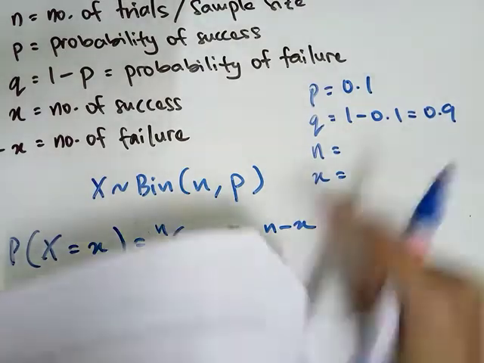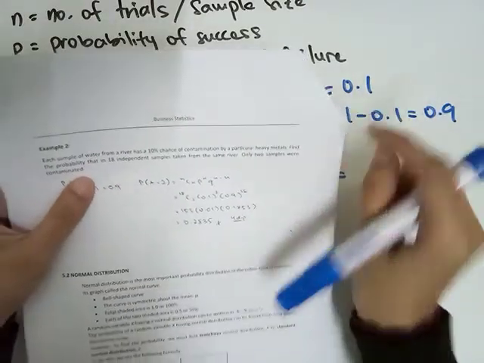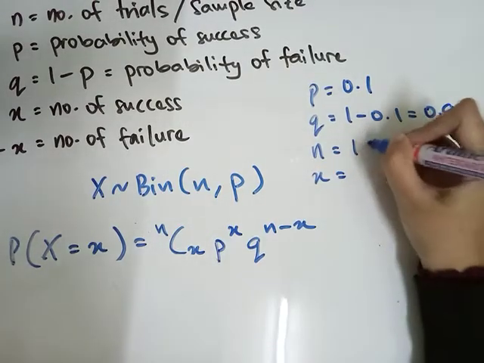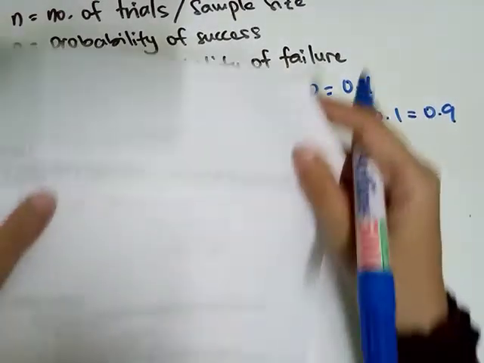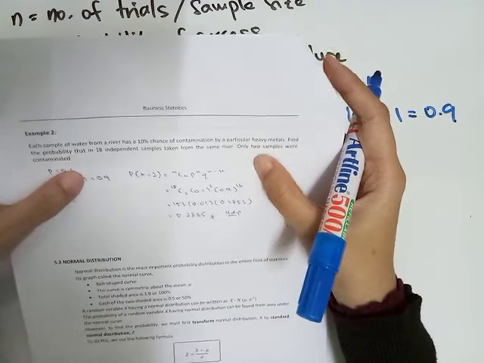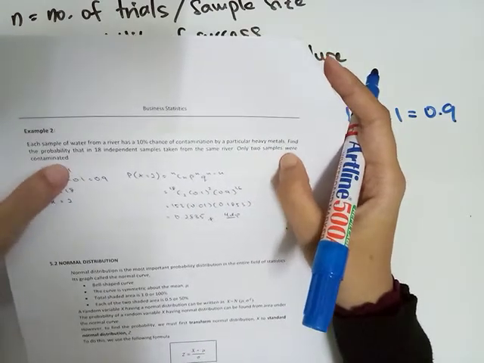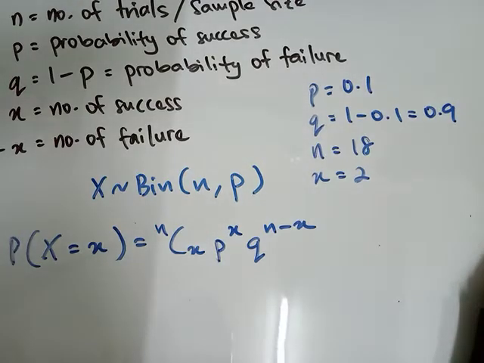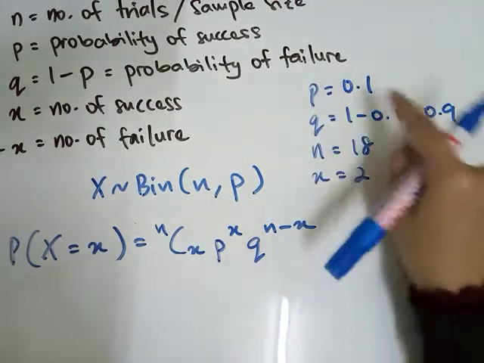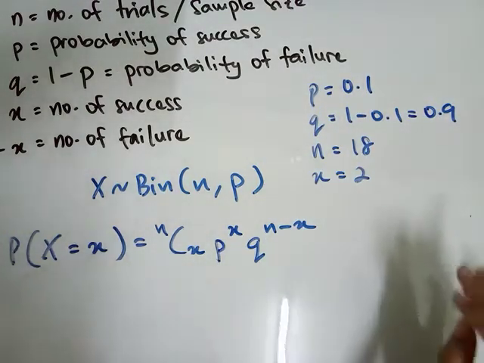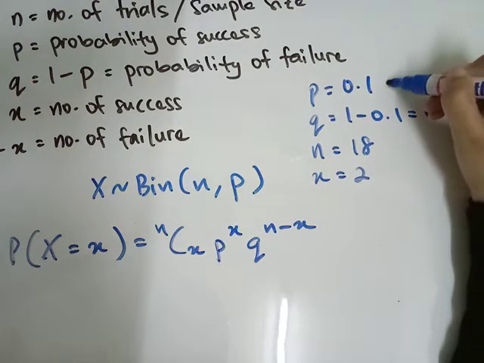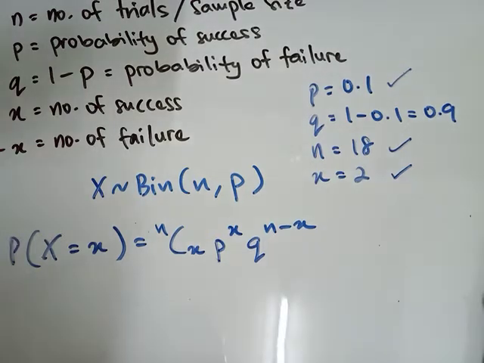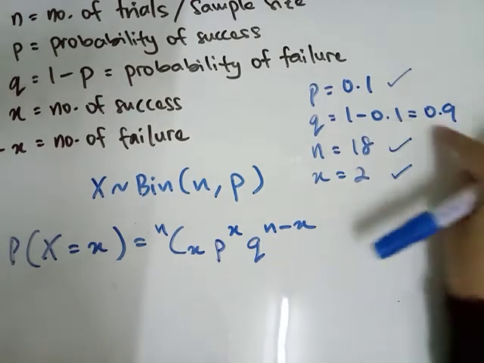And then the sample size, apa dia sample size dia? Which is 18 independent samples. So sample size N dia adalah 18. And then X, how many the number of success? Dia bagi tahu situ, only 2 samples were contaminated. That means X is equal to 2. Okay, so kita dah dapat apa yang dia bagi. From question given, daripada soalan, dia akan bagi probability of success, sample size and the number of success. So Q awak kena cari sendiri.